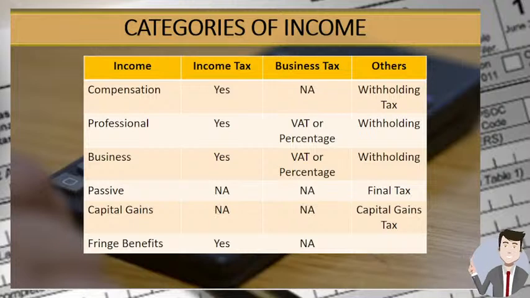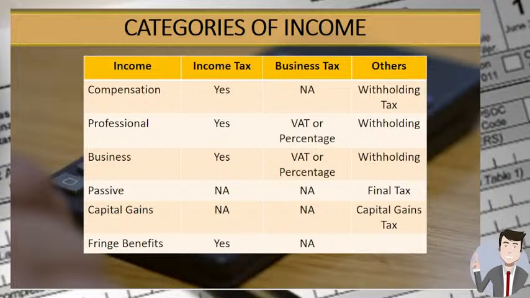Okay, so the next row is what we call professional. Of course, it is subject to income tax, and it will be subject to VAT if the gross receipt exceeds the VAT threshold, which is 3 million. When we talk about professional, we use the right term, receipt. If it does not reach the 3 million threshold, it will be subject only to 3% percentage tax. Then, of course, it will be subject to withholding tax. As I said earlier, it is just an advance tax payment.